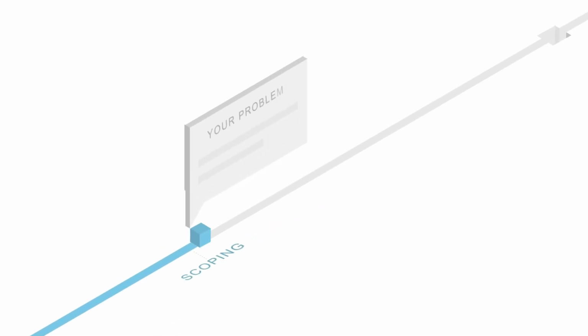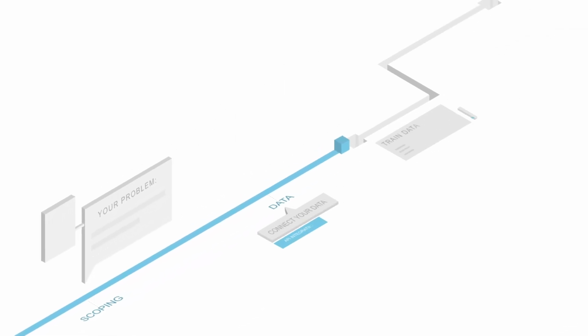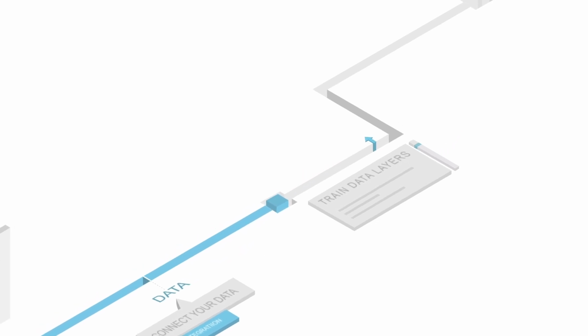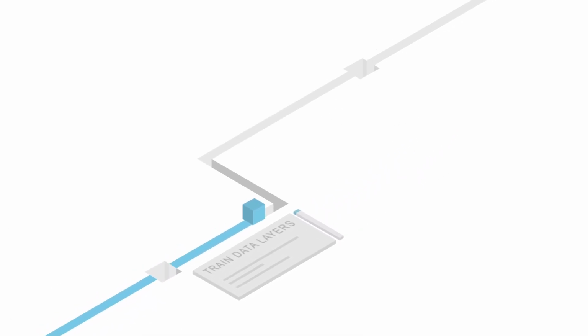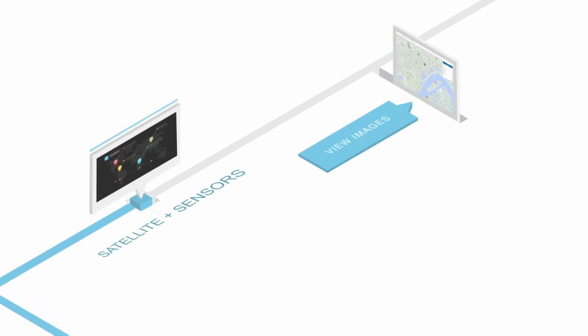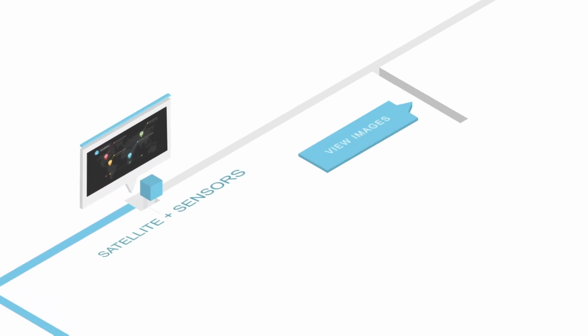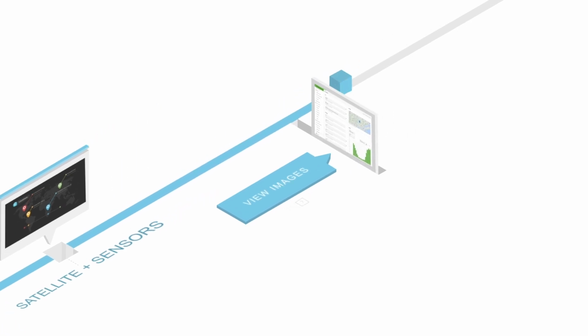Here's how it works. First, we scope your unique problem, ensuring we understand how to help you best. Then, we connect all your data and begin training AI models customized to suit your needs. Your data is stored locally, ensuring full protection. Finally, you gain access to all your data in one place with our custom dashboards.